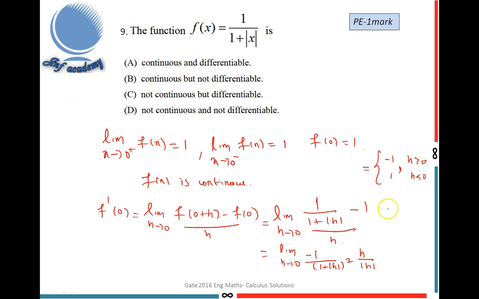So the two side limits are not equal, so the limit does not exist. That means f dash of 0 does not exist. Limit does not exist means it is not differentiable. F of x is not differentiable. So the final answer is B, continuous but not differentiable.